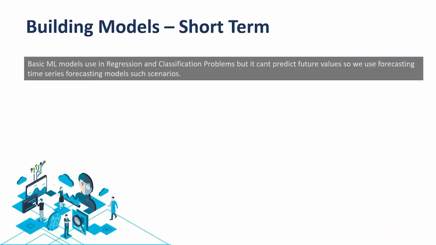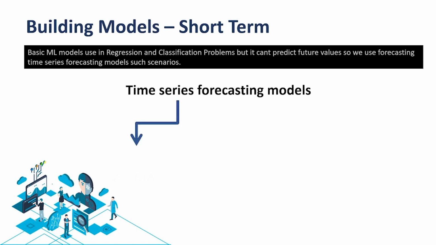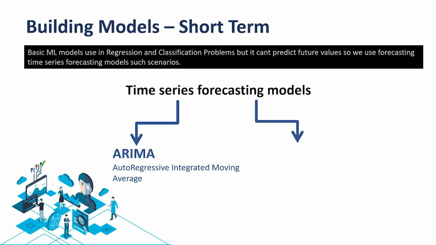Since basic machine learning models can't be used to predict future values, time series forecasting models are used. ARIMA is the basic time series model, which includes integrated moving averages. Next was SARIMA, which takes seasonality of data into consideration. Those are already existing models. They were working fine, but we couldn't achieve a higher accuracy.